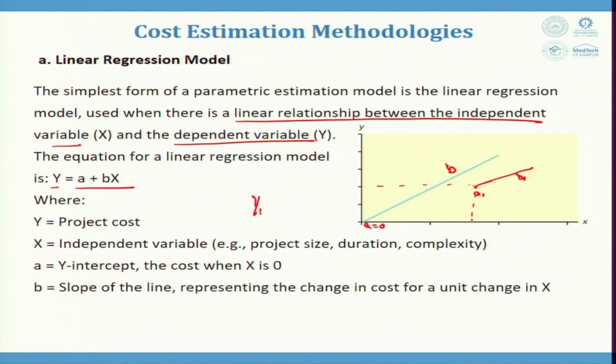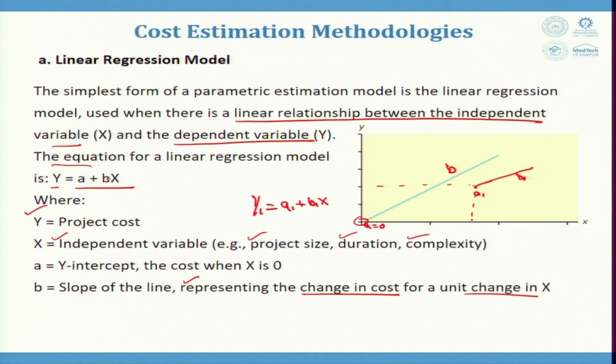Here y1 is equal to a1 plus b1 into x, where y is my dependent variable, that is the project cost which I am trying to determine. X is the independent variable, that is project size, duration, complexity, any of these. A is the y intercept, when x is 0. Here a is 0 in this graph. B is the slope of the line, representing the change in the cost for a unit change in x.